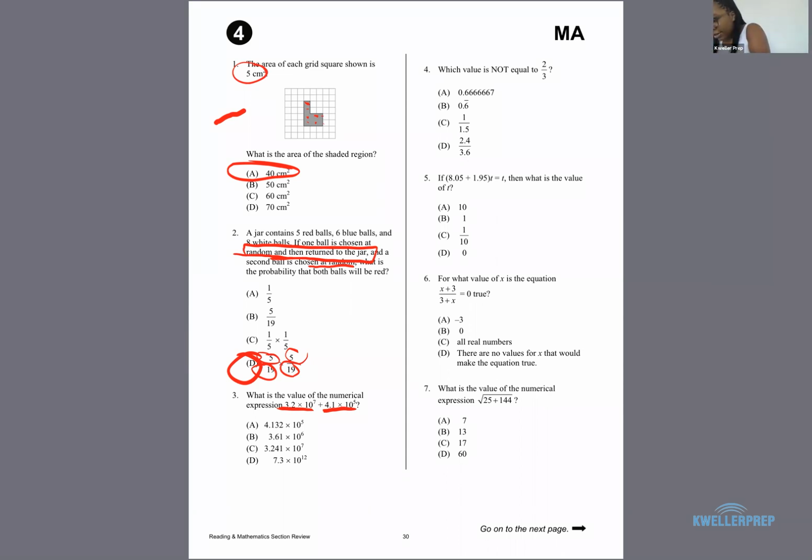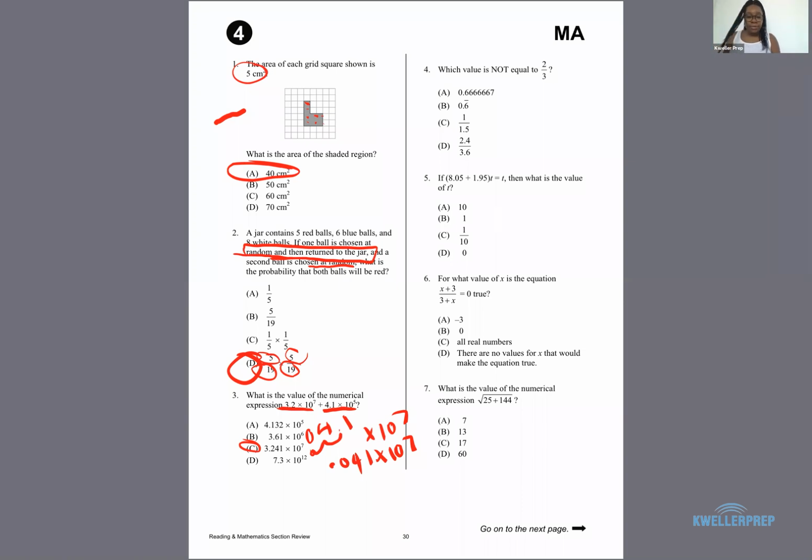And how do you do that? Well, you'd have to move the decimal place of the 4.1 over 2 spaces to the left in order to make it times 10 to the 7th. So it would be 0.041 times 10 to the 7th. And now you can just add the way you normally would. You would just add the 2 values, not the exponents, because they share the same exponent. So it would be 3.241 times 10 to the 7th. And that is C.